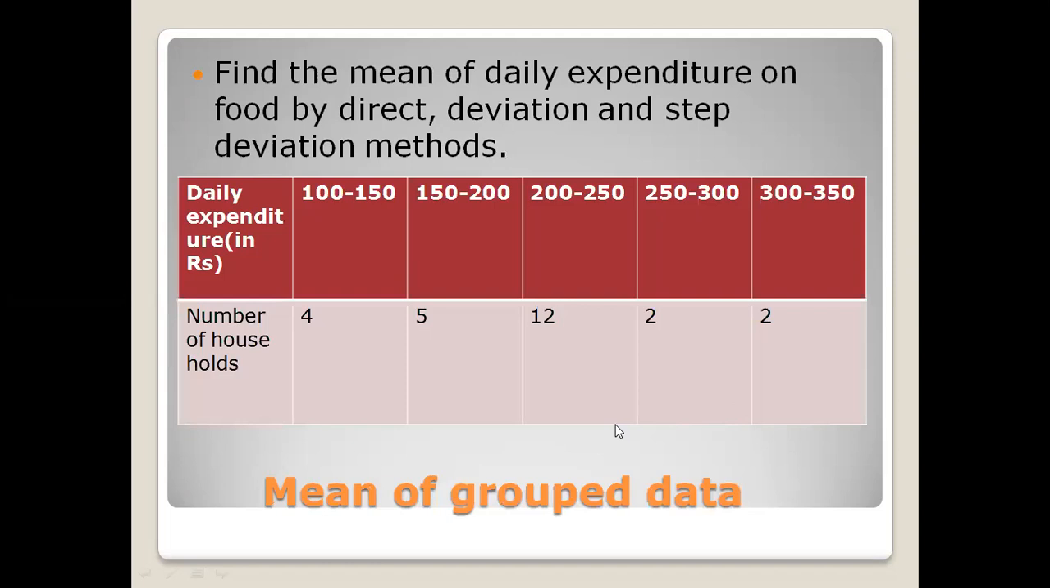See here. Find the mean of daily expenditure on food by direct deviation and step deviation methods. Daily expenditure in rupees: 100 to 150, 150 to 200, 200 to 250, 250 to 300, and 300 to 350. Number of households: 4, 5, 12, 2, and 2. Now, same as the previous sum, let us first make the table with 8 columns.